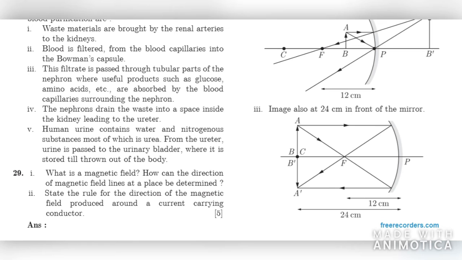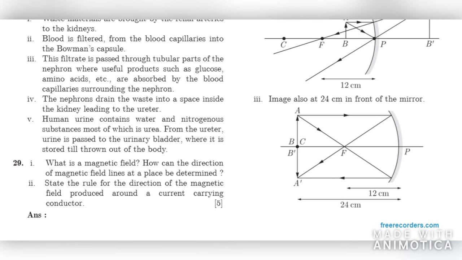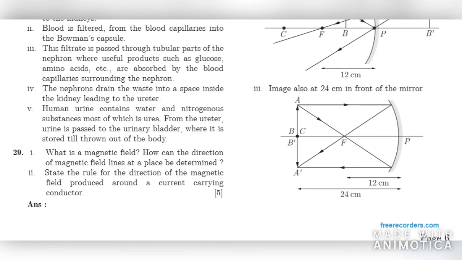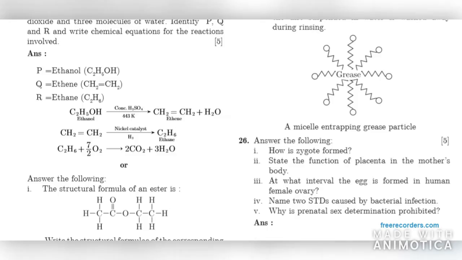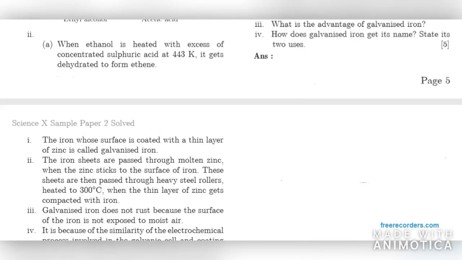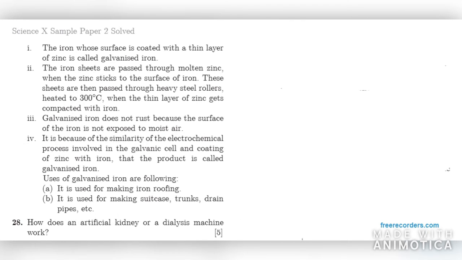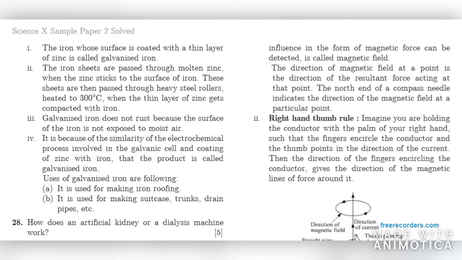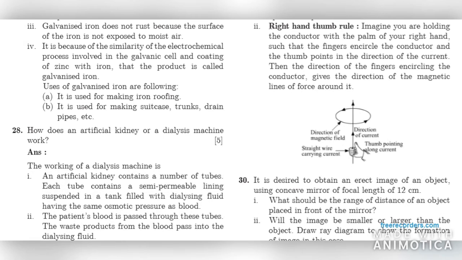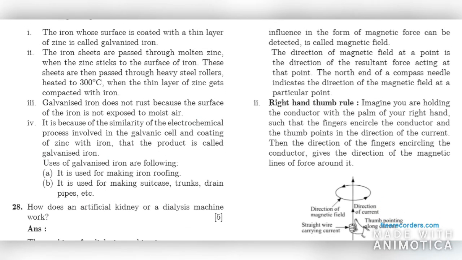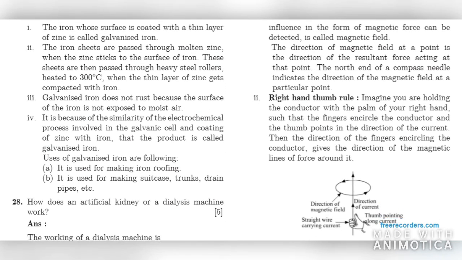Second, state the rule for the direction of the magnetic field produced around a current carrying conductor. It is the right hand thumb rule. You can use the right hand thumb rule to find the direction of the magnetic field, and you have to state that as well. I will show you how to state that. This is what you need to write in the right hand thumb rule statement, as well as draw the diagram for the same to make a good impression.